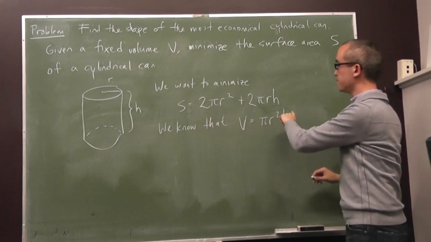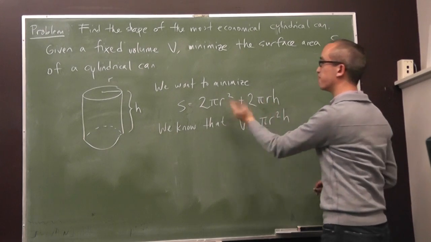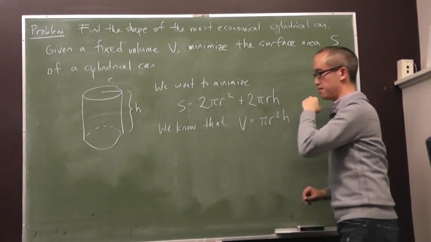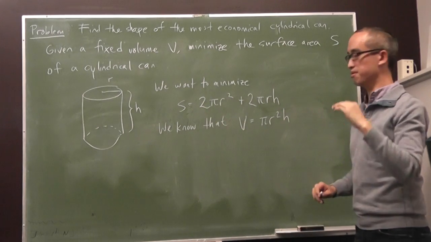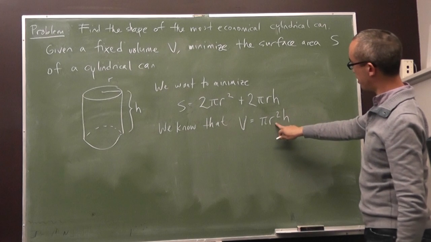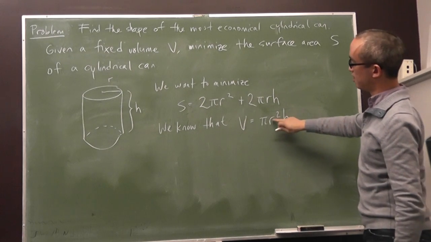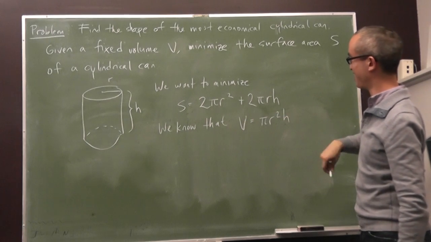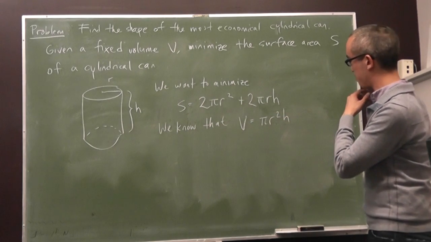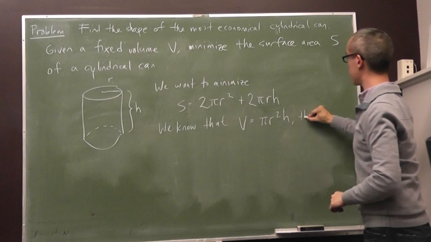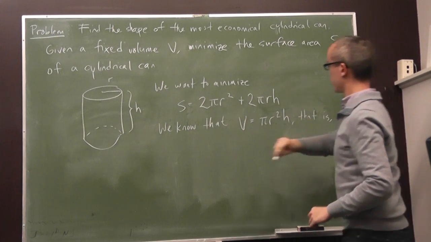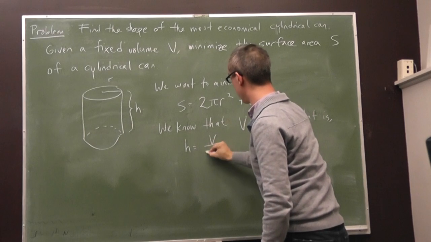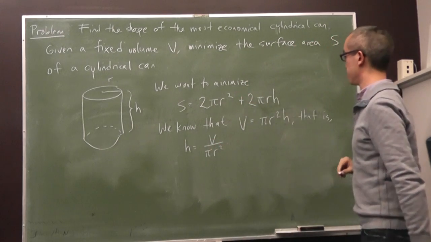So what I'm going to do is use this constraint to solve for one of my variables, and then plug it back into this equation in order to get a function of one variable rather than two. Now I could solve for r, but instead I'm going to solve for h because solving for r is going to entail taking the square root of something, and I don't want to do that. So we know that V is equal to pi r squared h. In other words, h is equal to V over pi r squared.